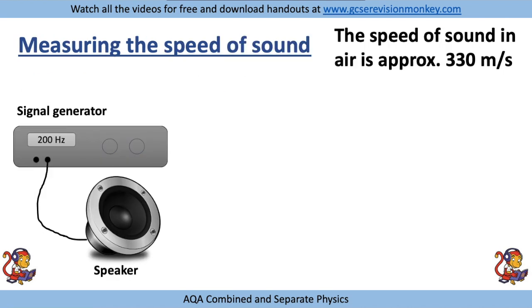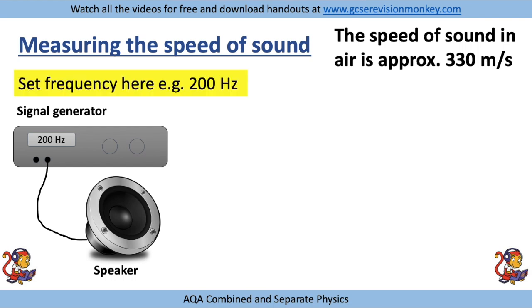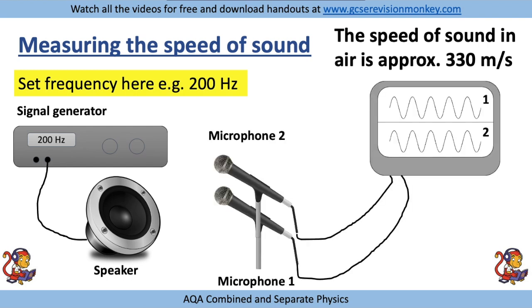The speed of sound in air is approximately 330 meters per second. So we can use the following equipment to measure the speed of sound. We've got a signal generator connected to a speaker, and we can set the signal generator to a particular frequency, for example 200 Hertz, and that means the speaker will oscillate backwards and forwards 200 times a second. Then, if we place two microphones equal distances from the speaker and connect these to an oscilloscope, we will get two different wave fronts on the oscilloscope.